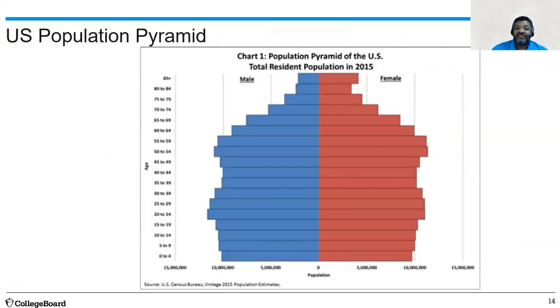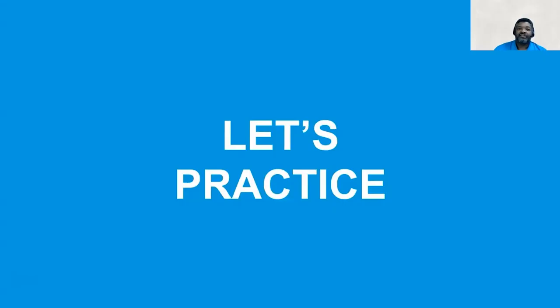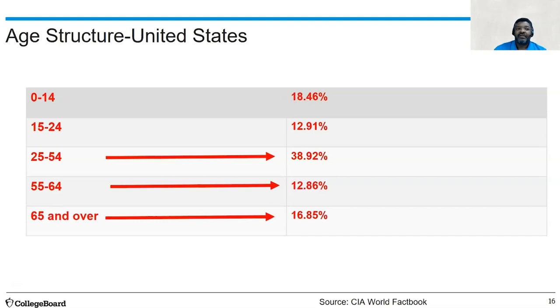The United States, as you can see here by its population pyramid, by the 50 to 59 range, these are our baby boomers. And you can see they're one of our largest cohorts. As they start to age and as our birth rates start to decline, our pyramid could drastically change over time. Let's practice. Here are some age sex structures for various countries.